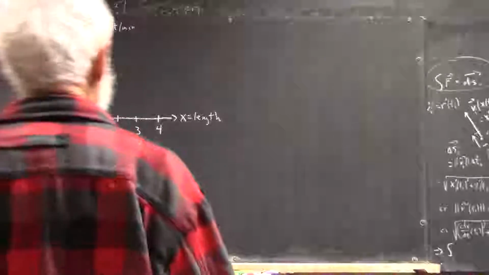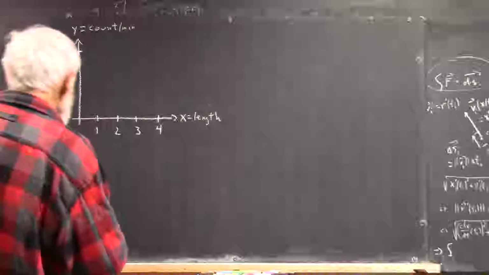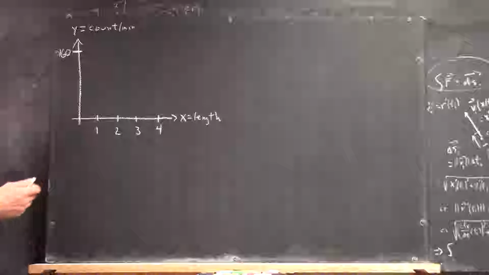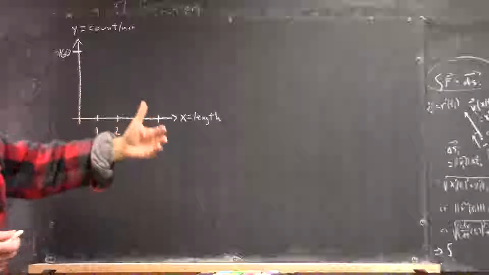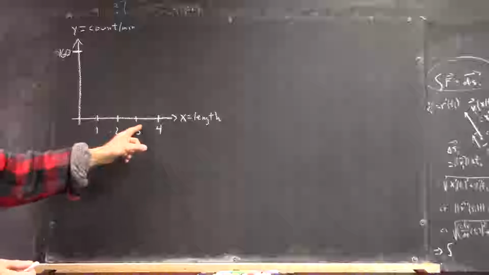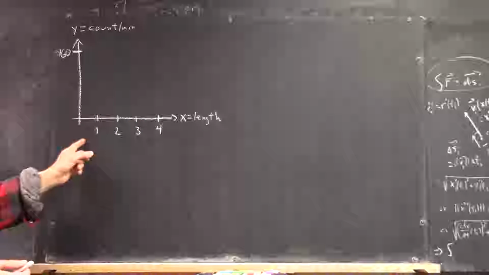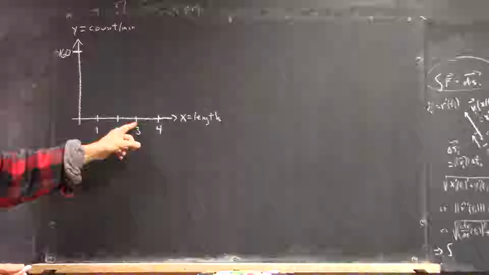Okay, now we've counted a pendulum, and we got some number of counts per minute at two lengths. Lengths were 1 and 3. 1 chalk box, 3 chalk boxes, right?